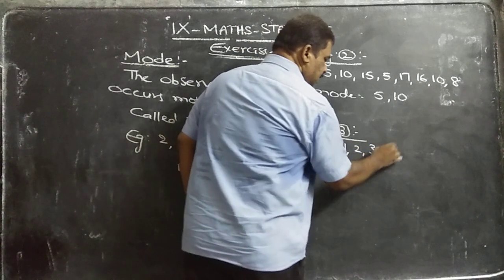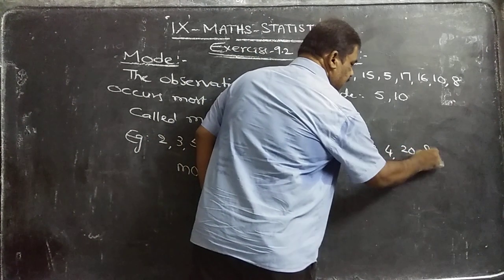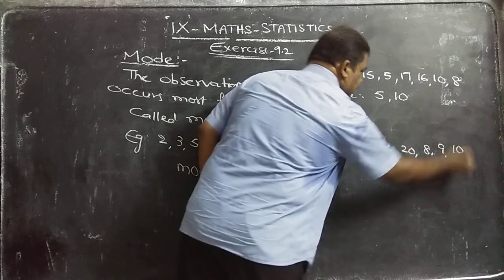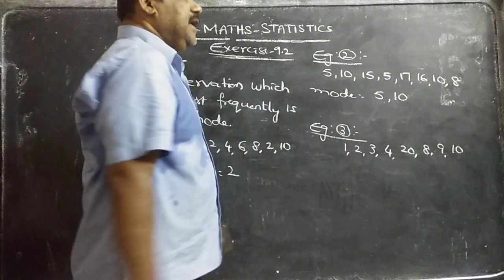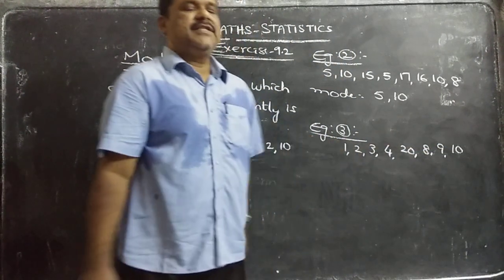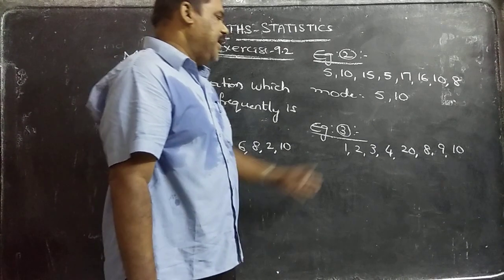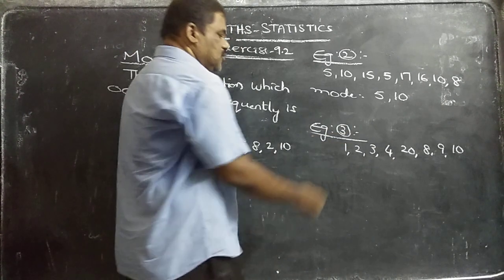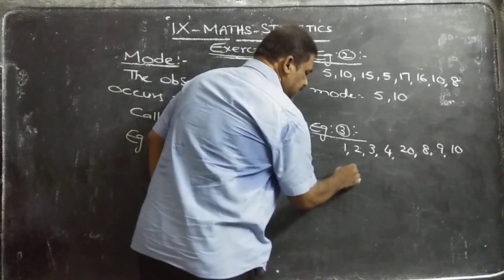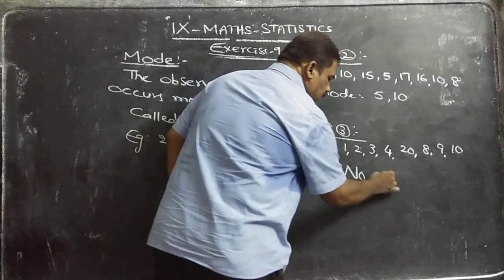1, 2, 3, 4, 20, 8, 9, 10. Is there any observation which is occurring frequently, more number of times? So here no observation is repeated, so we can write no mode.